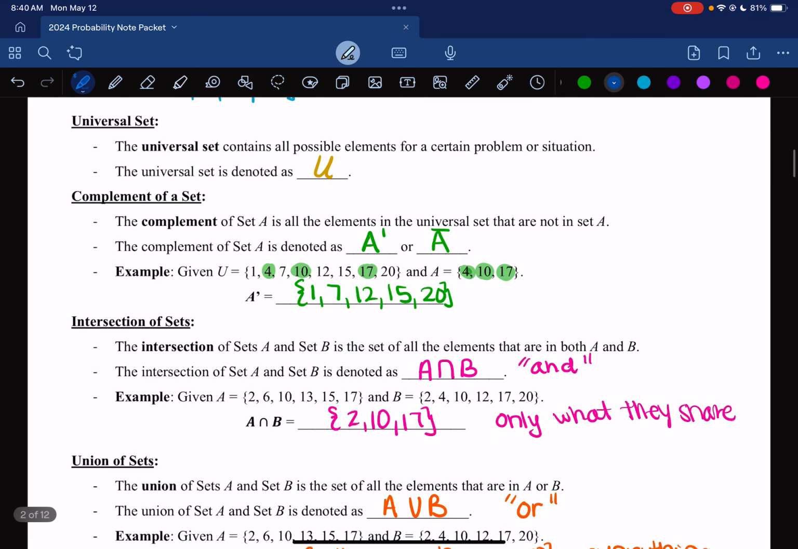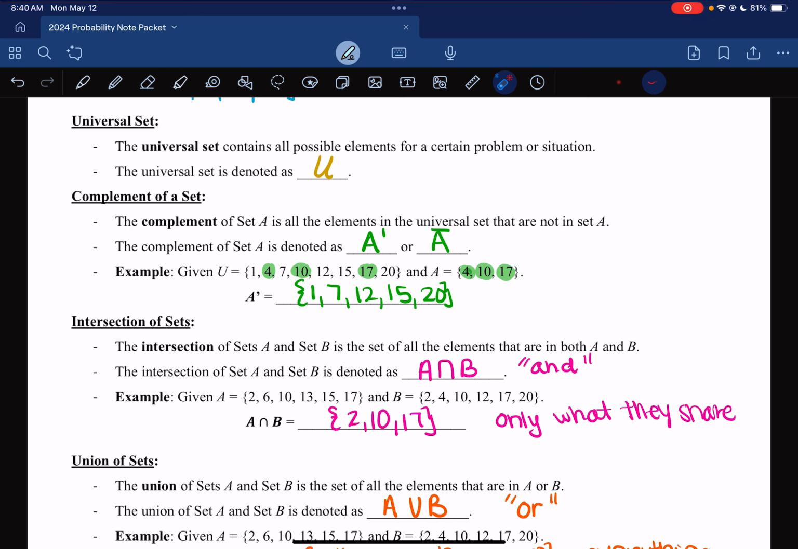We do have some common things though. A universal set contains all possible elements for a certain problem or situation. We usually denote it as U. If we have a complement of a set, the complement of set A is all the elements in the universal set that are not in set A. So think of a complement as like the opposite.